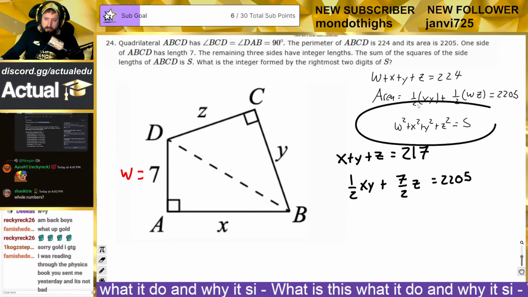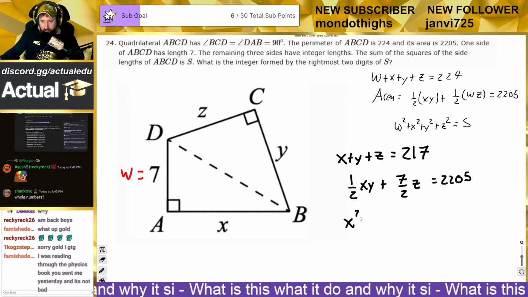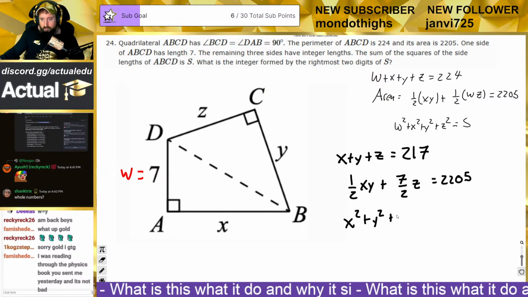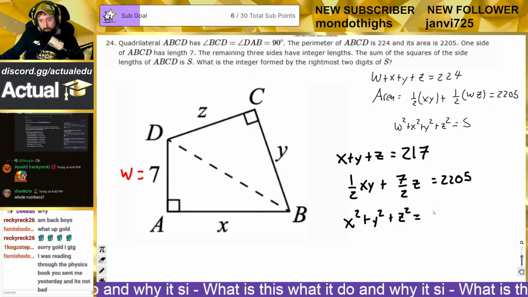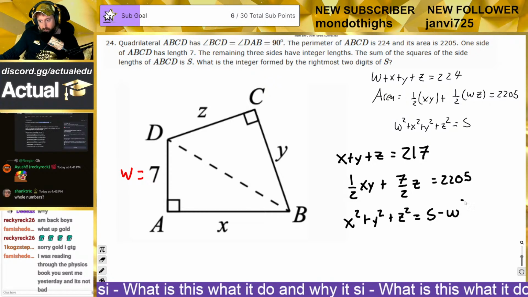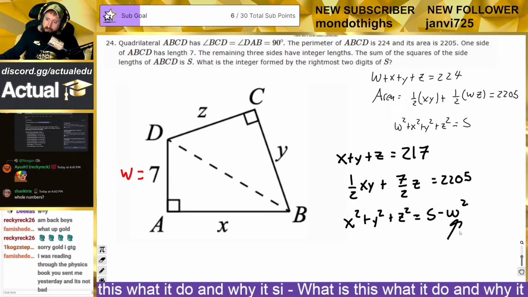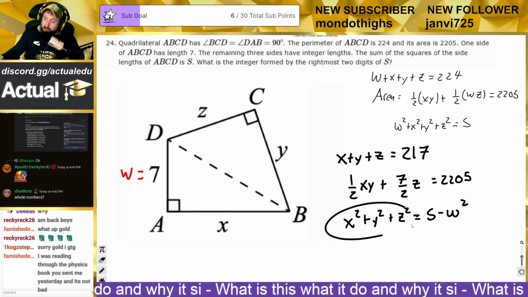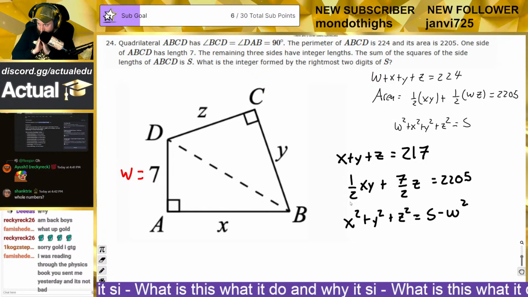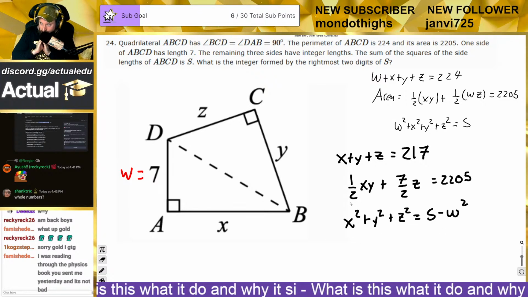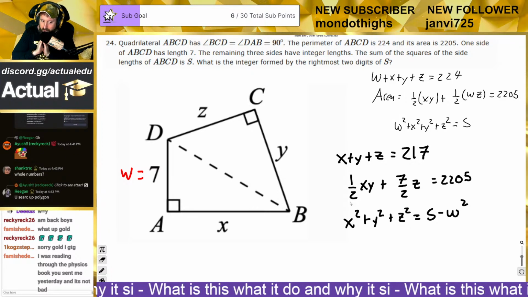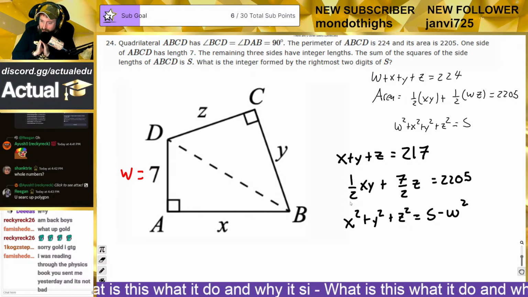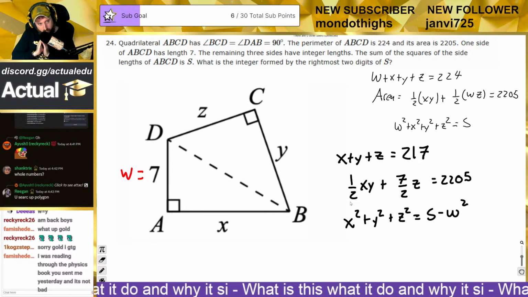Okay, interesting. But if I sub this into here, now I know that X squared plus Y squared plus Z squared must be equal to S minus W squared. And if this is an integer and this is an integer, this must also be an integer. Okay, so I need like some Pythagorean theorem thing for 3 variables. It's not a Pythagorean triple, it's like a Pythagorean quadruple.